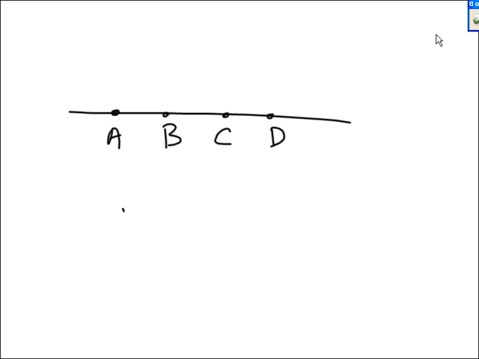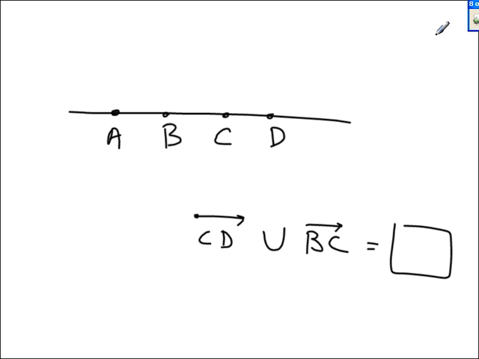One more union. Suppose you have these few points highlighted, and you want to find the union of ray CD with the ray BC. You want to find the union of those two rays. And you want to simplify it. And if you can simplify it, well then, that's just the answer.